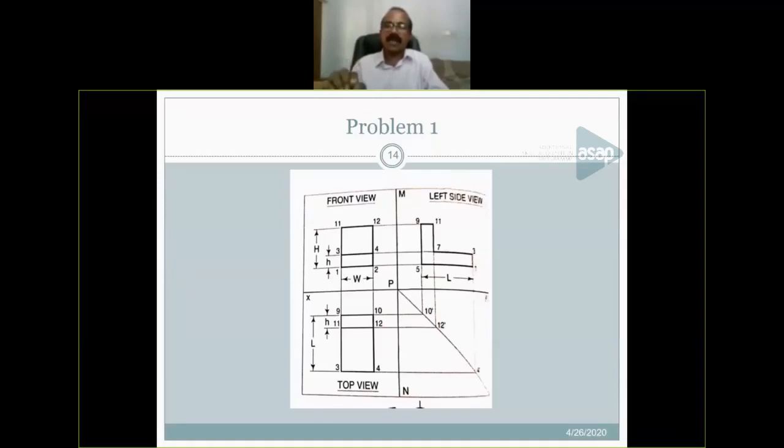All the points you have to mark starting from the elevation. First you have to draw the elevation, then mark the points in the elevation, then draw the plan, then draw the side view. All these points are corresponding points. So these three views altogether we call orthographic projection. Our interest is conversion of pictorial views into orthographic views.